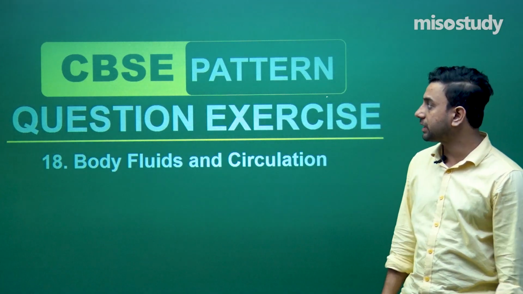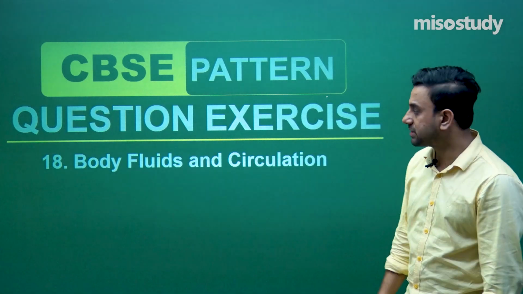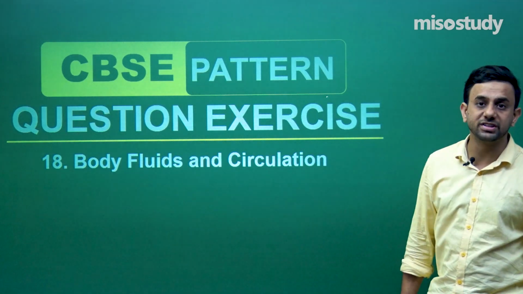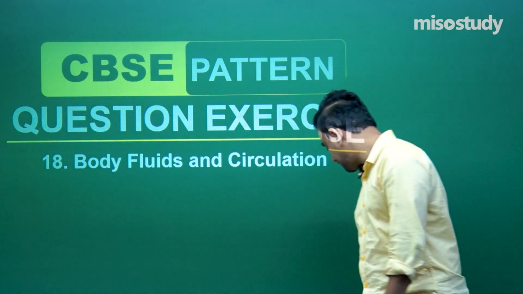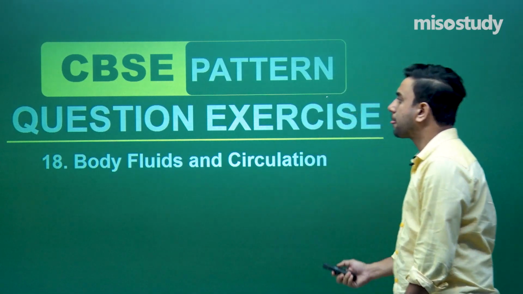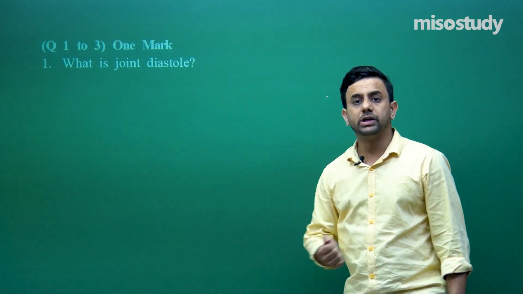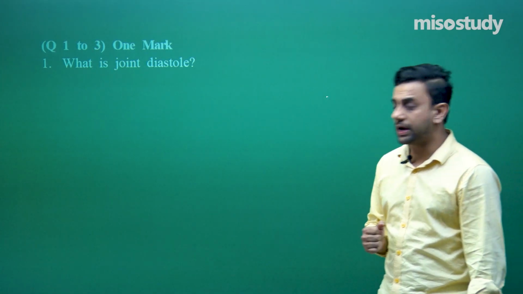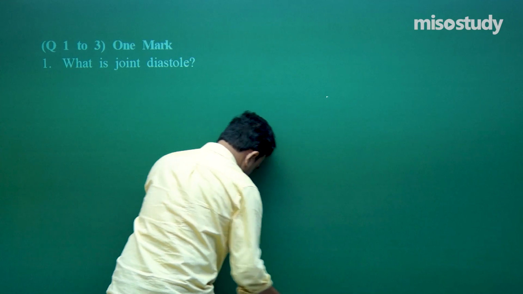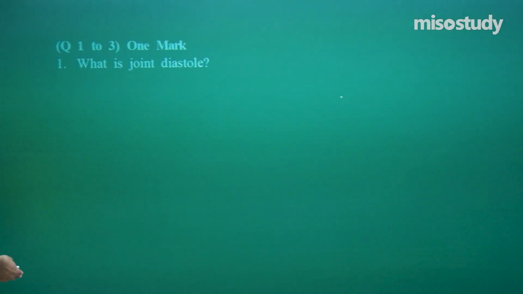So we will be discussing now the CBSE pattern exercises on the chapter Body Fluids and Circulation, right? We'll now first go on to the first question: what is joint diastole?